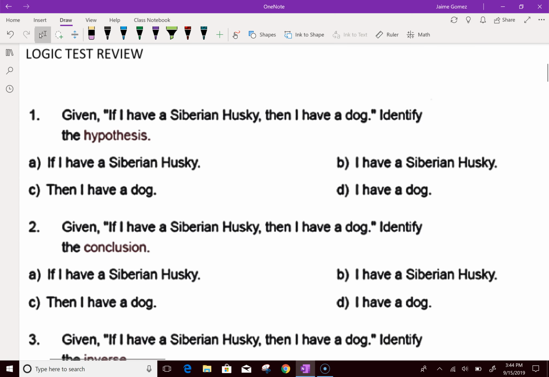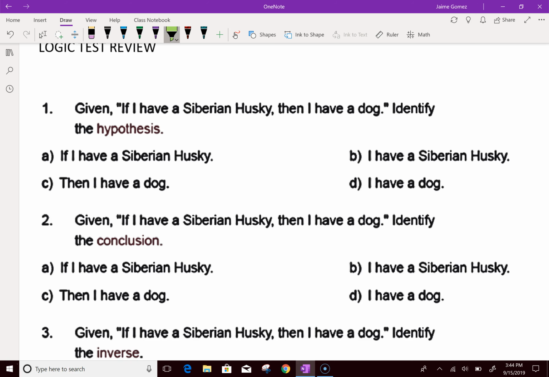Let's zoom in here. So number 1, given if I have a Siberian Husky, then I have a dog. Identify the hypothesis. The hypothesis is the stuff after the word if. Do you include the word if? No. After the word if, all the way to before then. That is my hypothesis. So do not include the word if. That makes it wrong. It's just I have a Siberian Husky, which would be letter B.